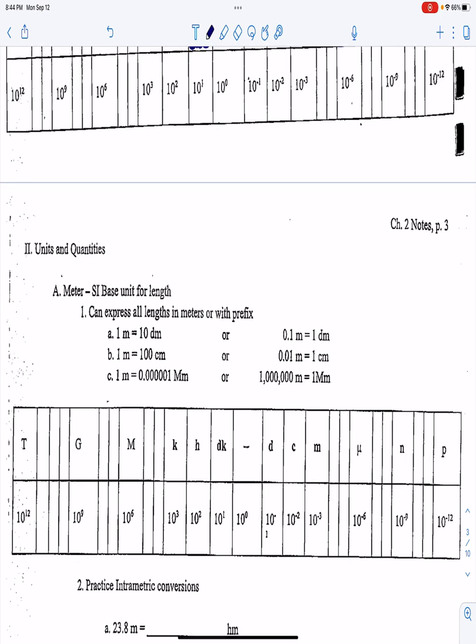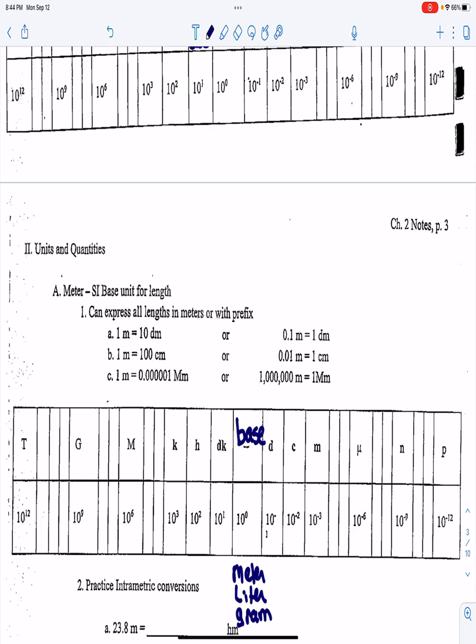Meters are the SI base unit for length. That is the base. You can express all length in meters or with prefixes. So 1 meter, that's a base. This is your base, and I'm going to show you how to do this. If this is my base, that would be a meter. That could also be a liter. It could be a gram.